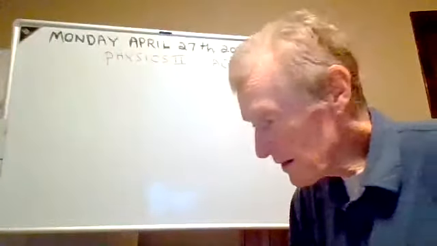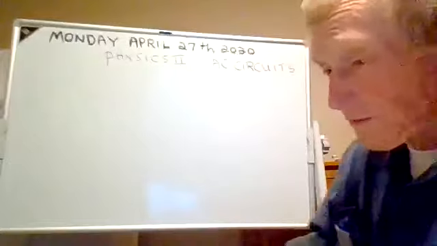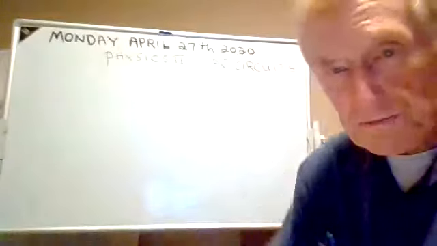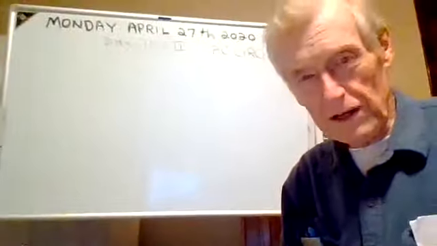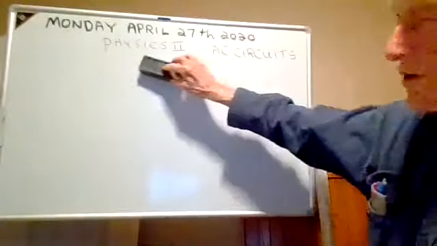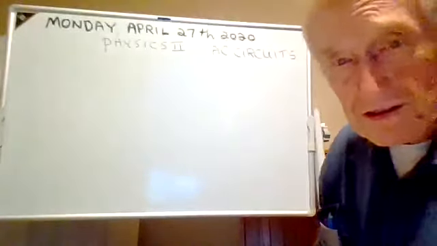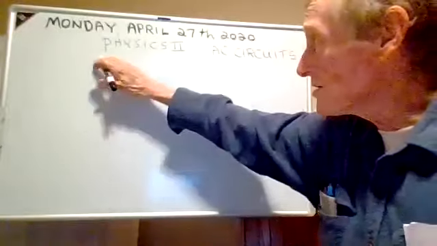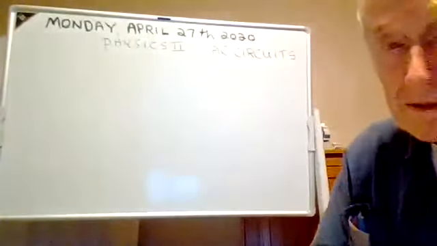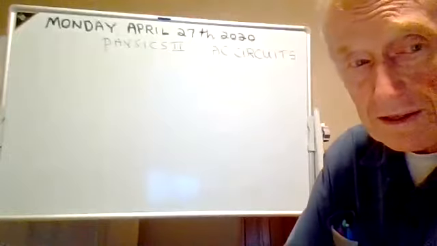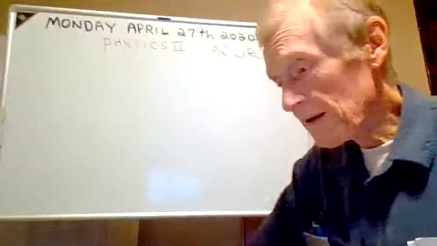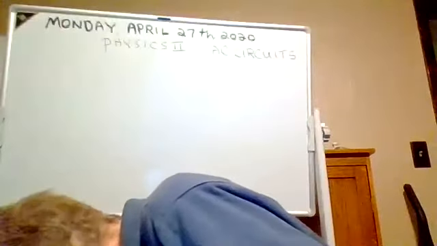Here we go. I'm going to have to write real dark, though, for you to read this book. It's so dang faint. I tried to write physics 2 there, but it just sort of came out. Can you guys read that? It says physics 2. Yeah, you can read it. Okay, that's what we're talking about. Physics 2.